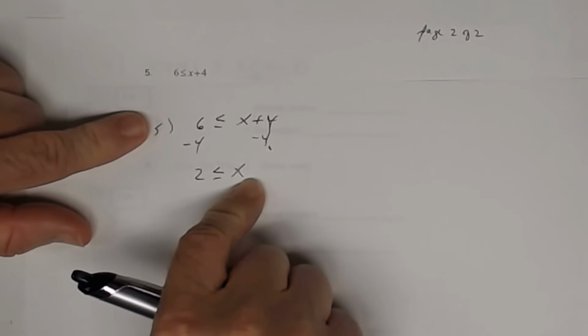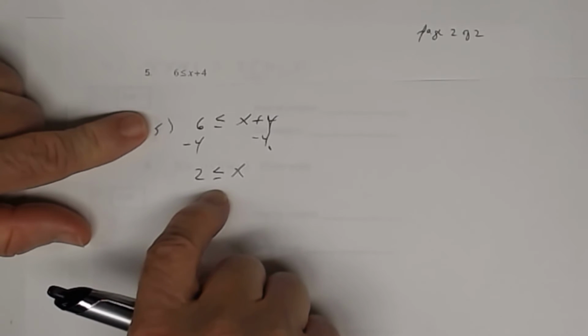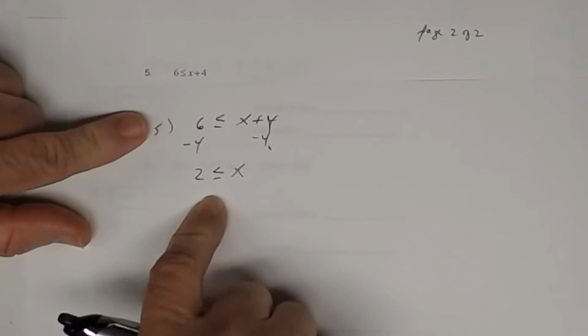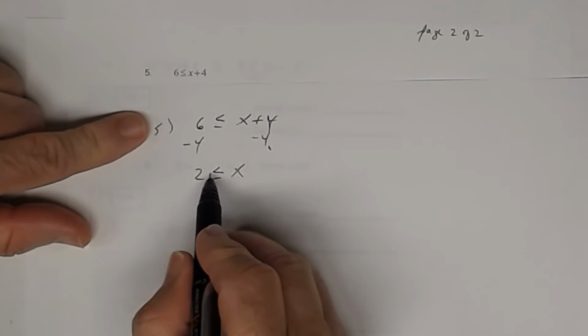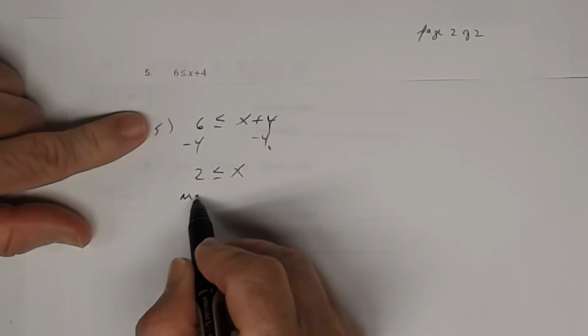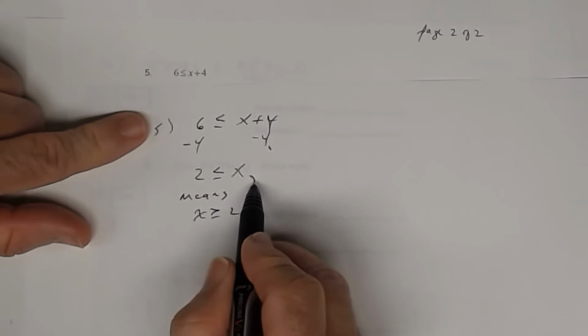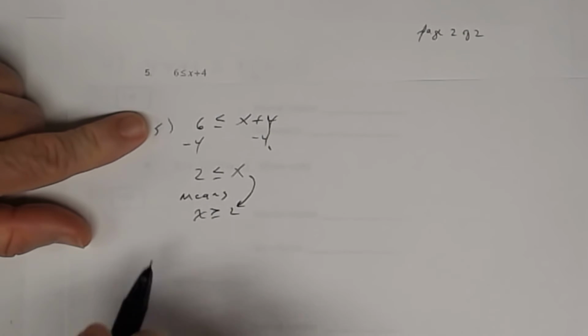Students have trouble graphing this because they see a less than, and when they see less than or equal to, they want to graph to the left. That's not what this says, though. If you think about it, 2 less than or equal to x means x is greater than or equal to 2. That's what that means. This and this mean the same thing.